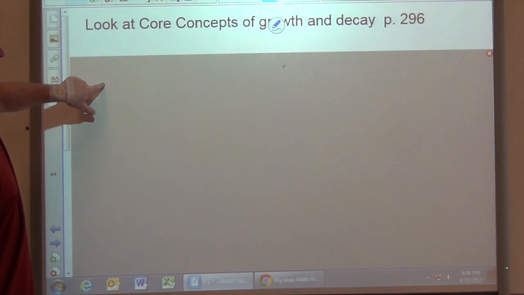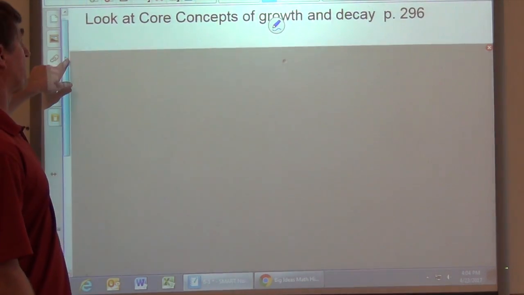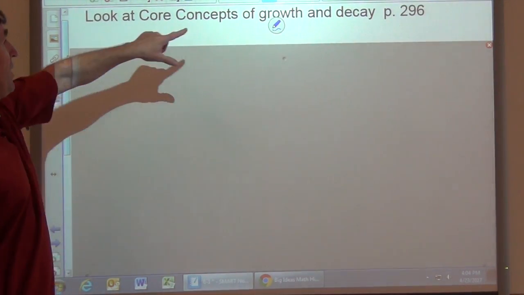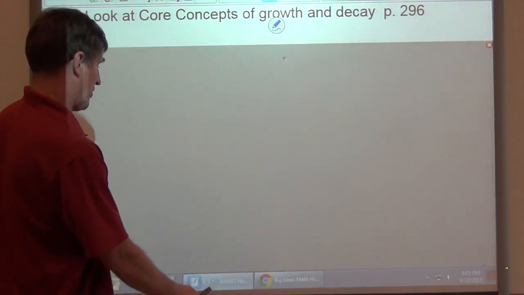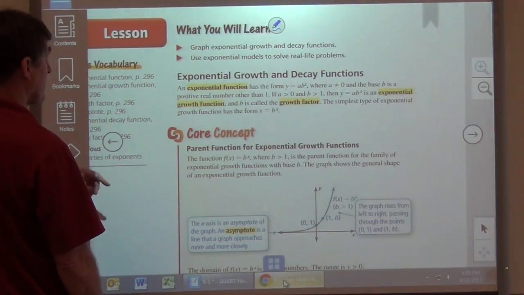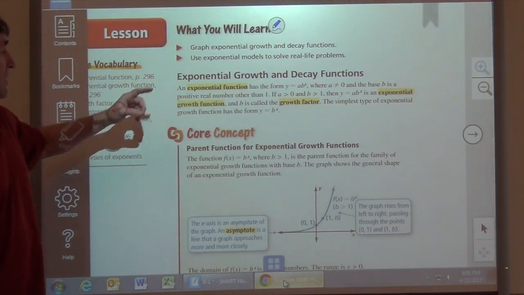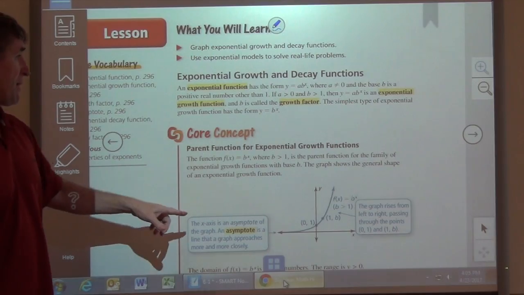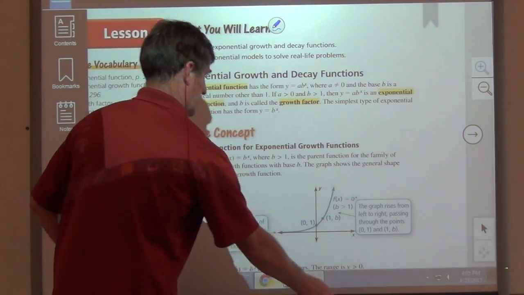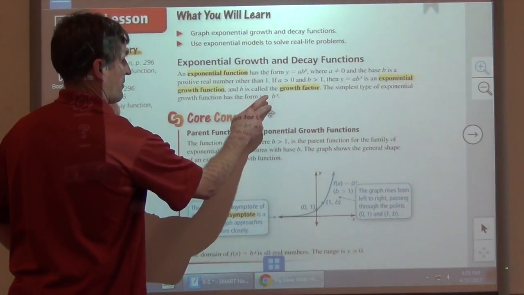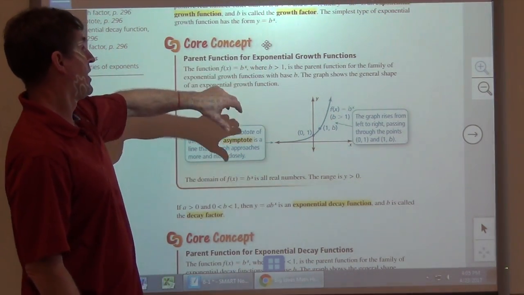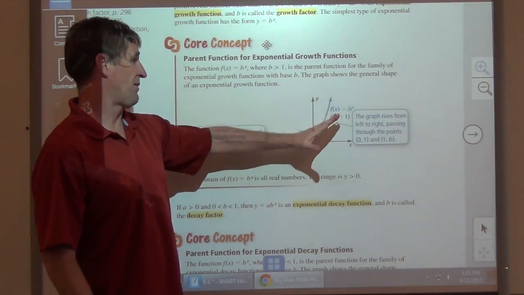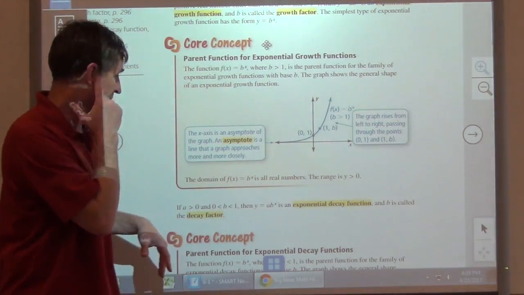So, if we look at the concepts of growth and decay on page 296 at the core concepts, we're going to go to the textbook. And again, it gives our definition here, but I want to look at what it has here. It has what we just talked about, but I want to look at the graph of this. This is the exponential growth graph.